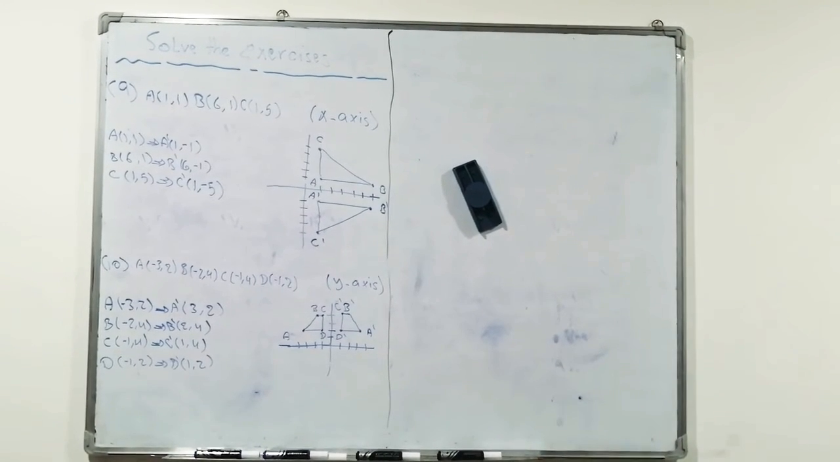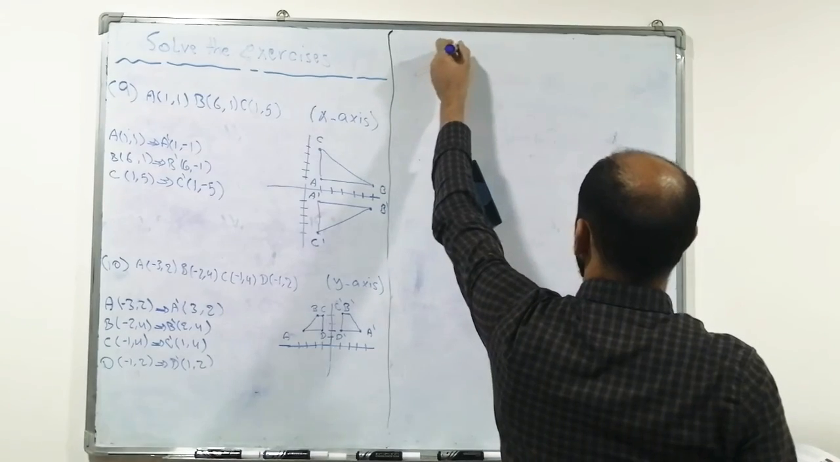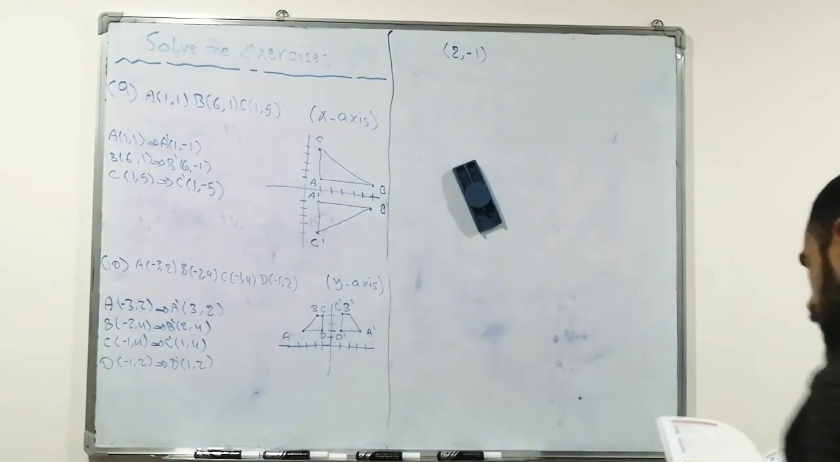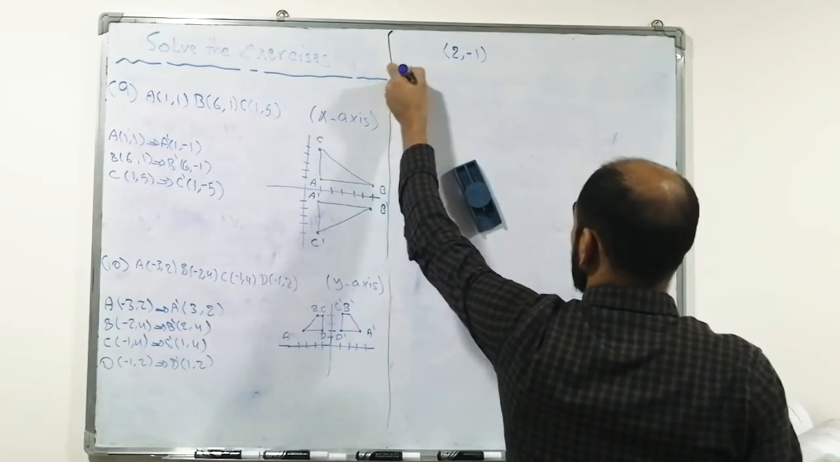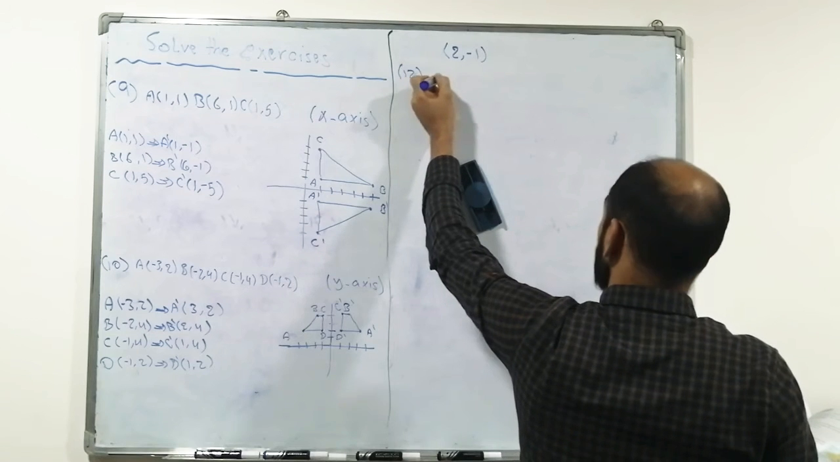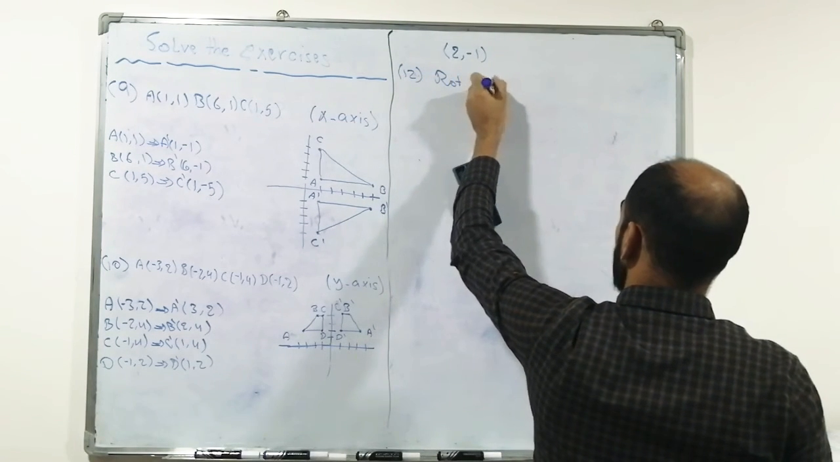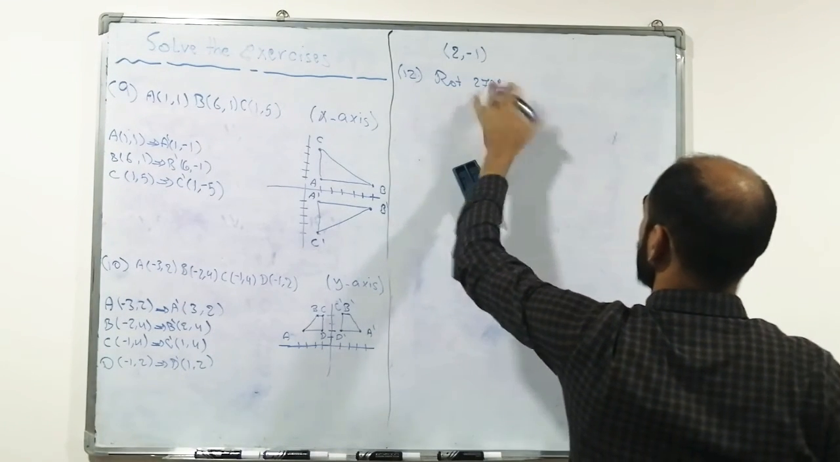Now the next question: we have to find the image of the point. We also have the point (2, -1). We have to find the image of this point in the following cases. Rotation 270 degrees clockwise. Sorry, anti-clockwise.